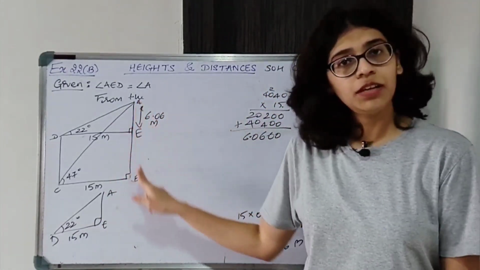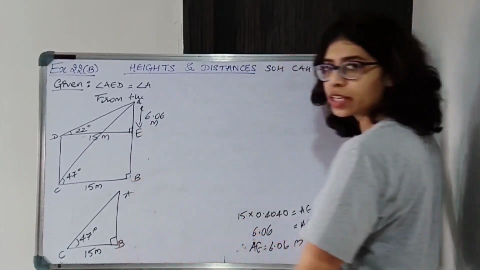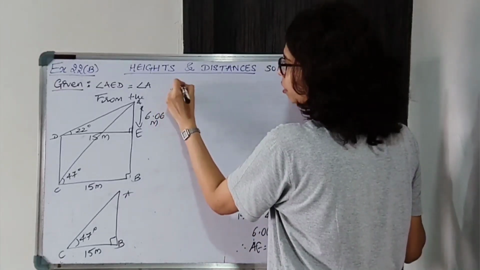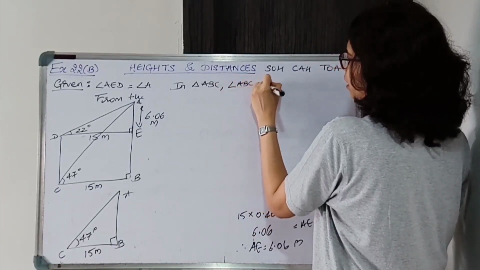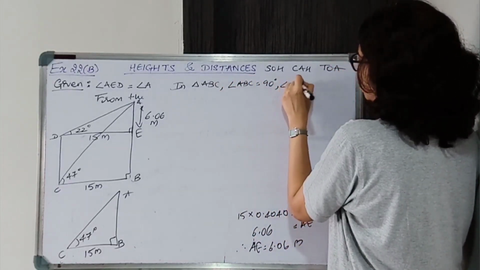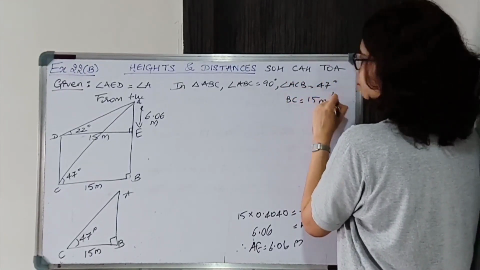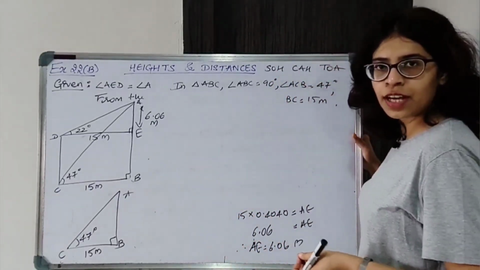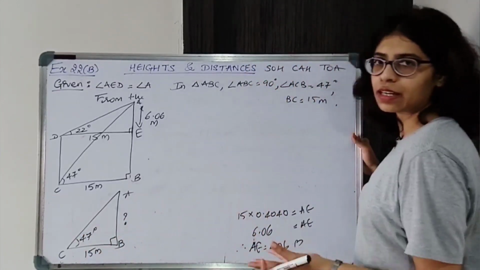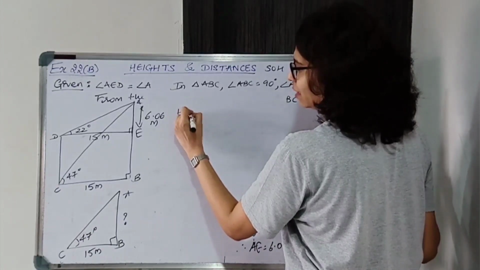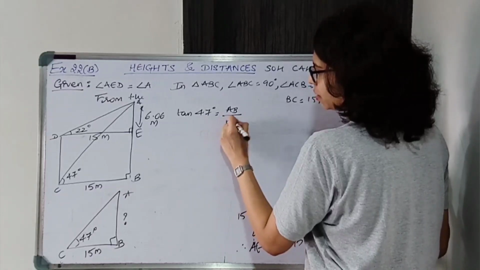Now we need to find AB. For AB we are going to consider this right angle triangle ABC. Now I have drawn this triangle separately. From the triangle just write down the given information. Angle ABC is equal to 90 degrees. Angle ACB is equal to 47 degrees and BC is equal to 15 meters. Now we'll apply the tan trigonometric ratio. Why? We have to find the opposite of the angle, adjacent is known. So the relation of opposite and adjacent you get in tan. So tan 47 is equal to opposite upon adjacent.